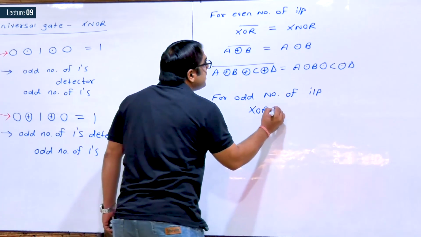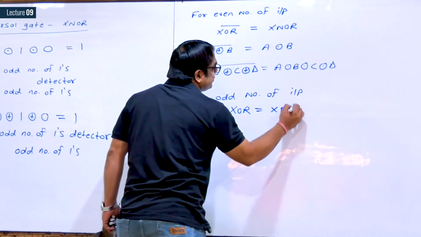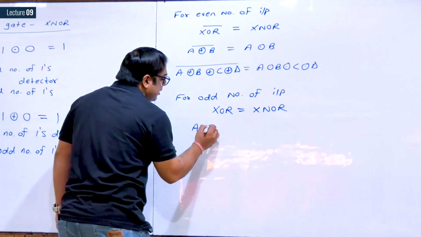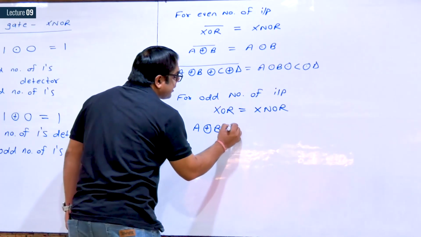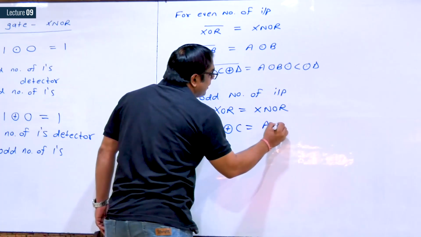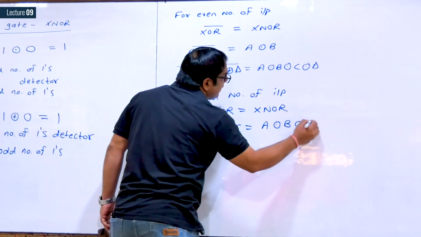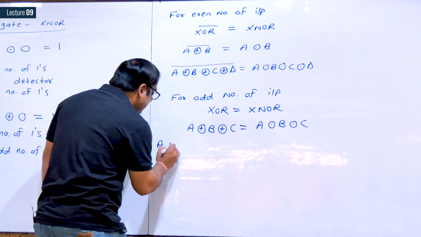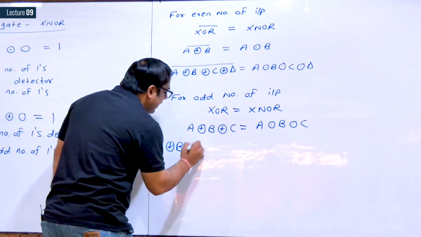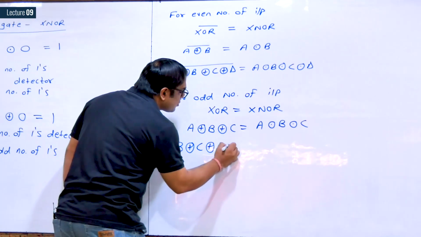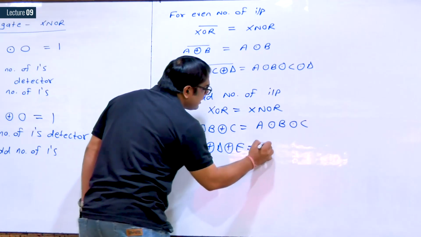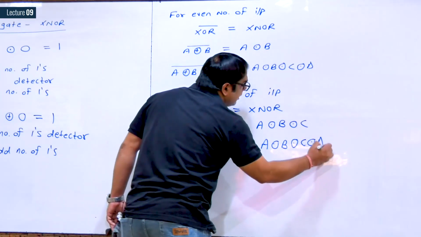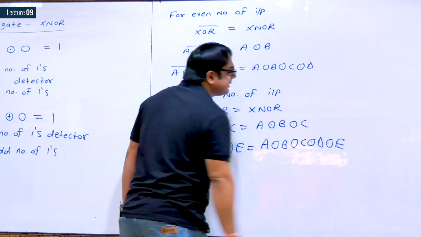But for odd number of inputs, XOR is equal to XNOR. That is A XOR B XOR C is equal to A XNOR B XNOR C. Or you can say A XOR B XOR C XOR D XOR E is equal to A XNOR B XNOR C XNOR D XNOR E.